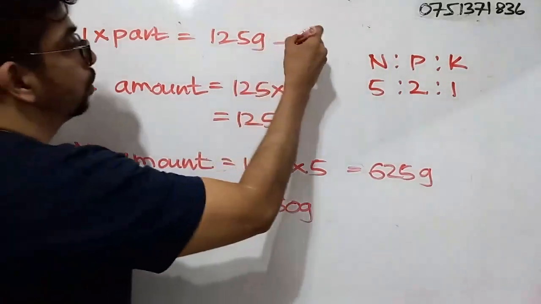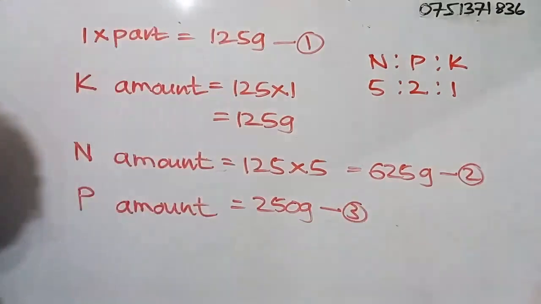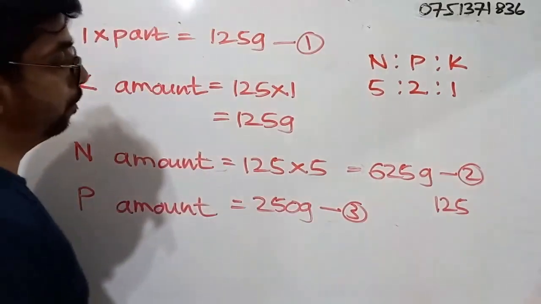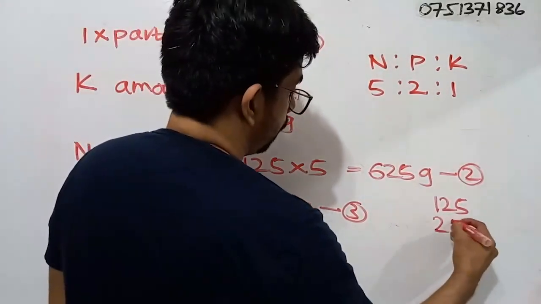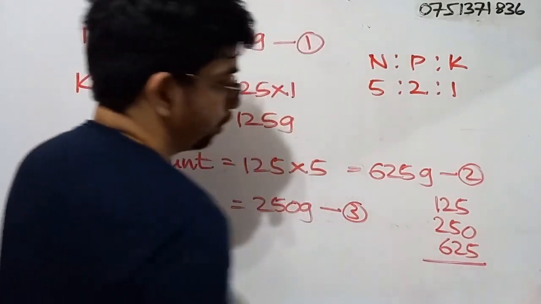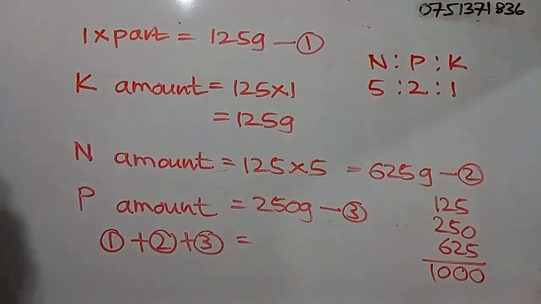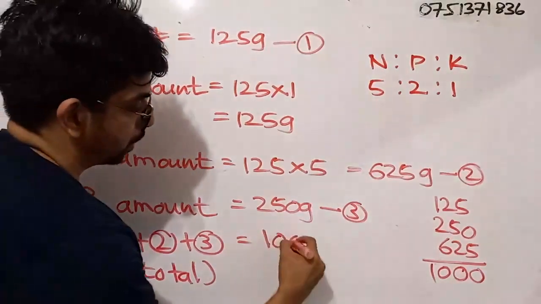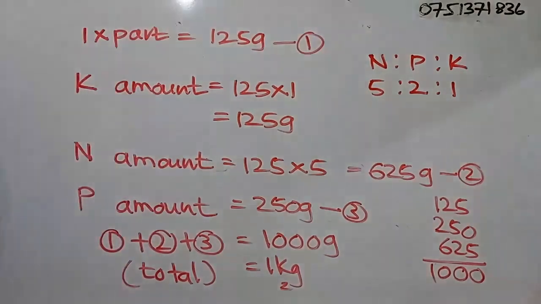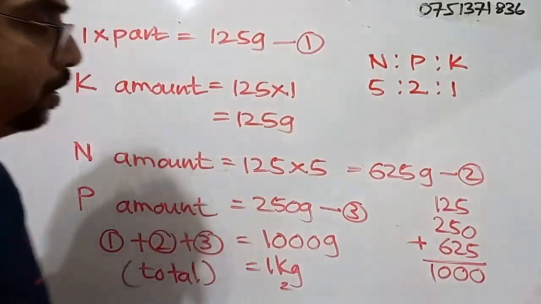So what can we do? We can add these values together, right? So that means 125, then we have 250, and then we have 625. 1 plus 2 plus 3 to calculate the total, right? So what do we get? 1000 grams, 1 kilogram.